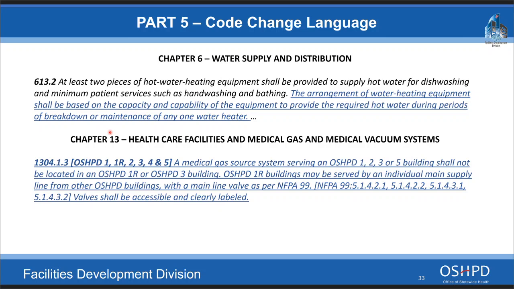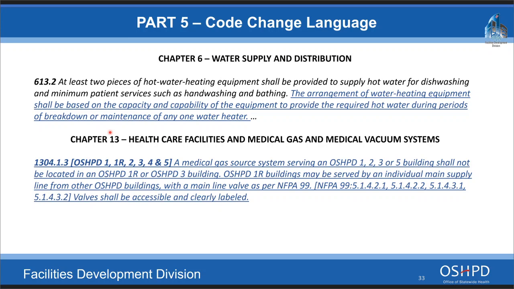So, you can have 3 water heaters, and 2 of them at any time, in any configuration, must be capable of carrying the load. You can go from 3 to 2, you can go from 2 to 1 during maintenance or breakdown, as long as you meet that load while taking one unit down. That's what we're trying to get after here.